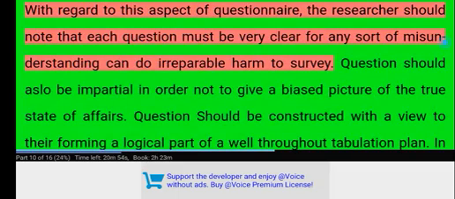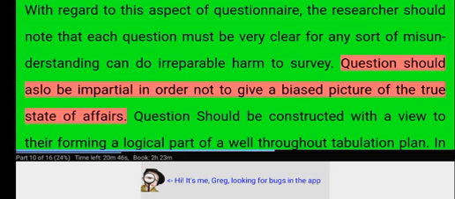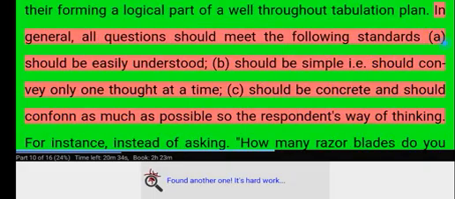Question formulation and wording. With regard to this aspect of the questionnaire, the researcher should note that each question must be very clear, for any sort of misunderstanding can do irreparable harm to a survey. Questions should also be impartial in order not to give a biased picture of the true state of affairs. Questions should be constructed with a view to their forming a logical part of a well thought out tabulation plan. In general, all questions should meet the following standards: A.